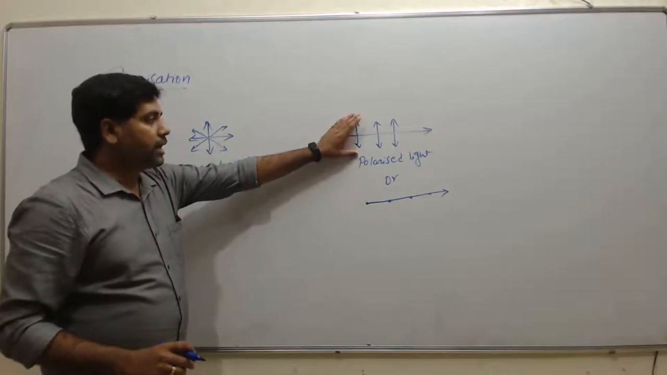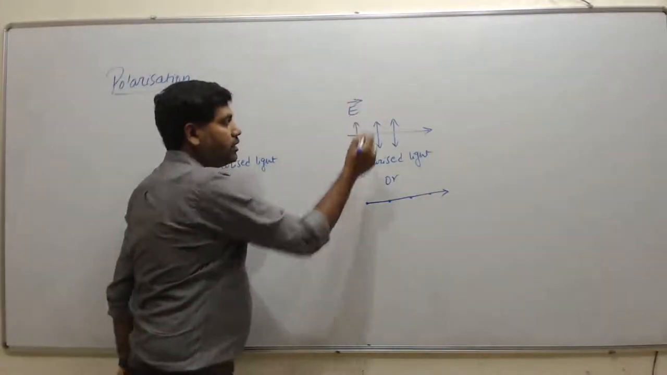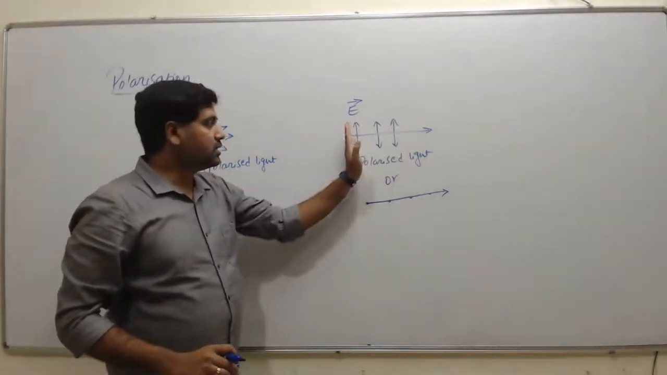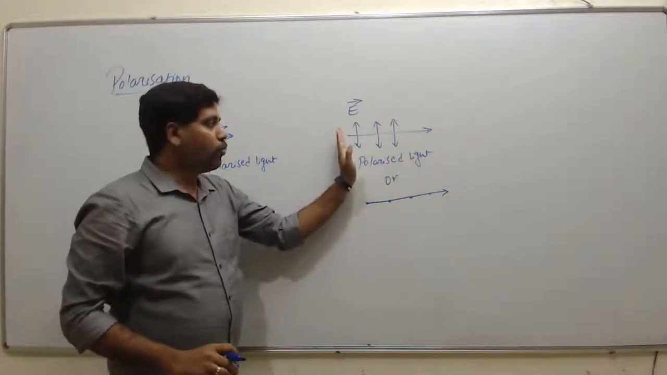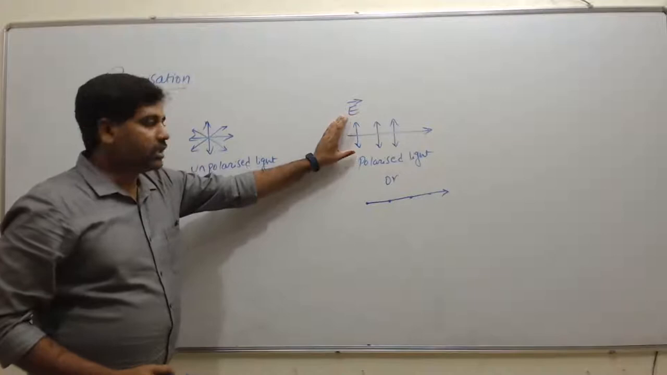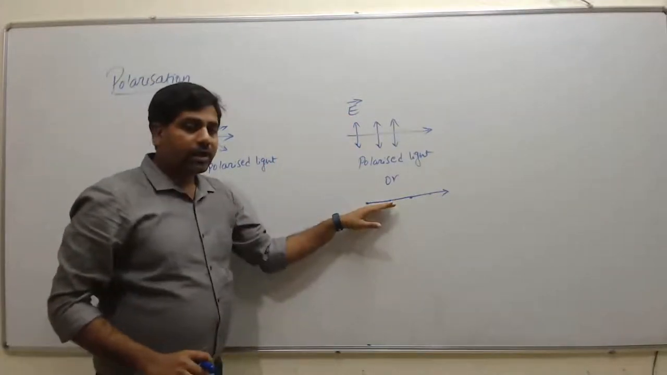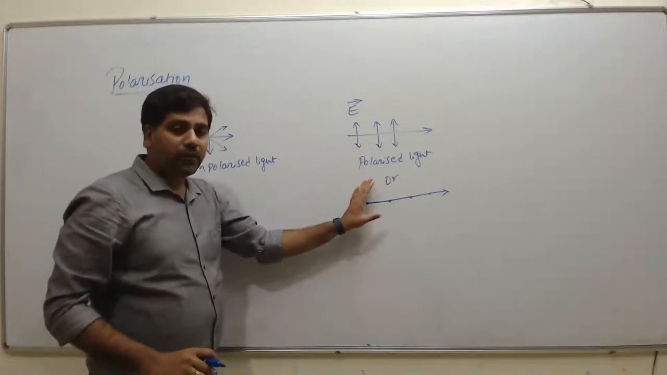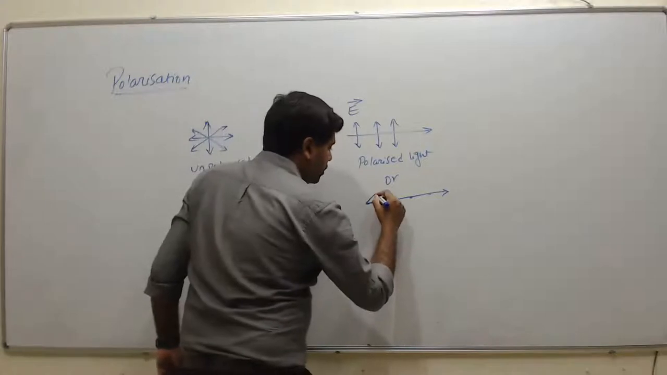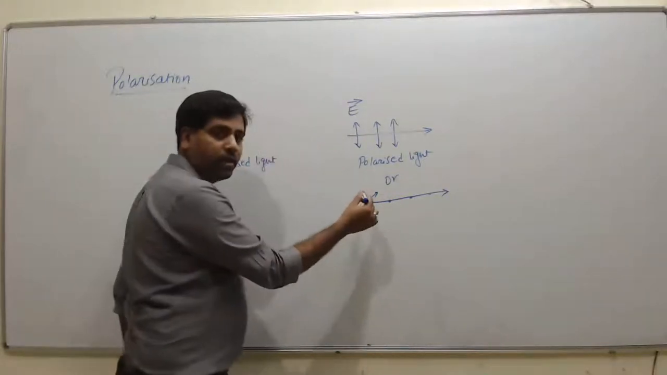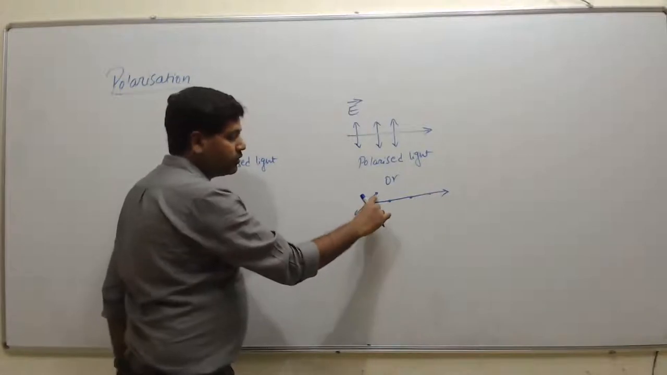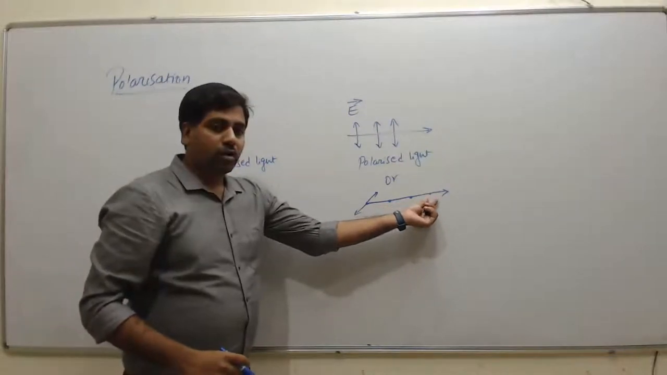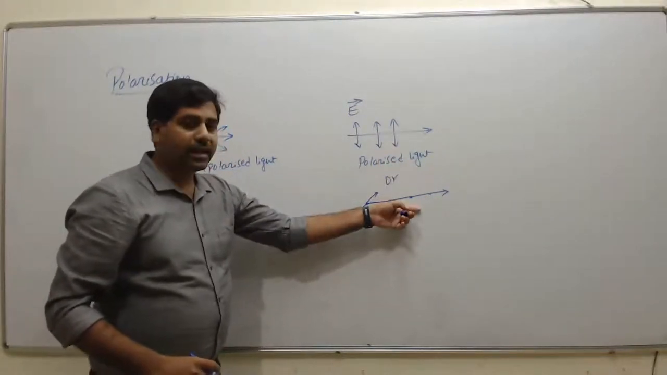These are the electric vectors vibrating in the direction of incidence, that is, parallel to the plane of the board. That is the first representation. The second one shows electric vectors which are perpendicular to the direction and also perpendicular to the plane of the board. So into the board, inside and outside. That's why we represent this only by dots, right? So these are called polarized light.